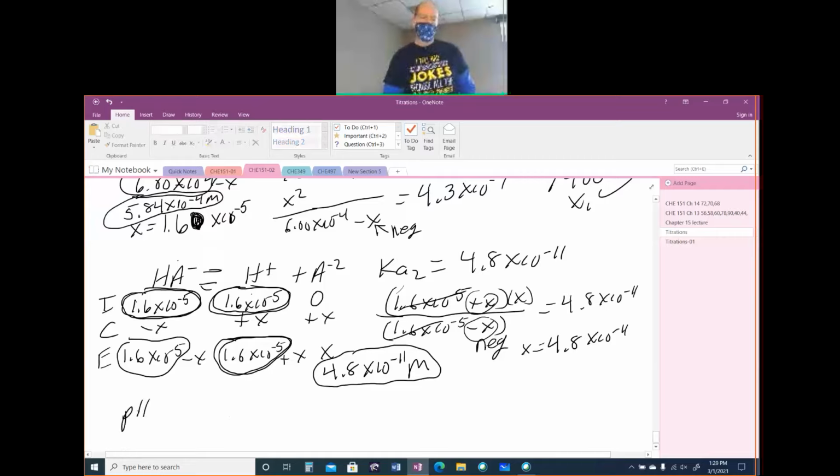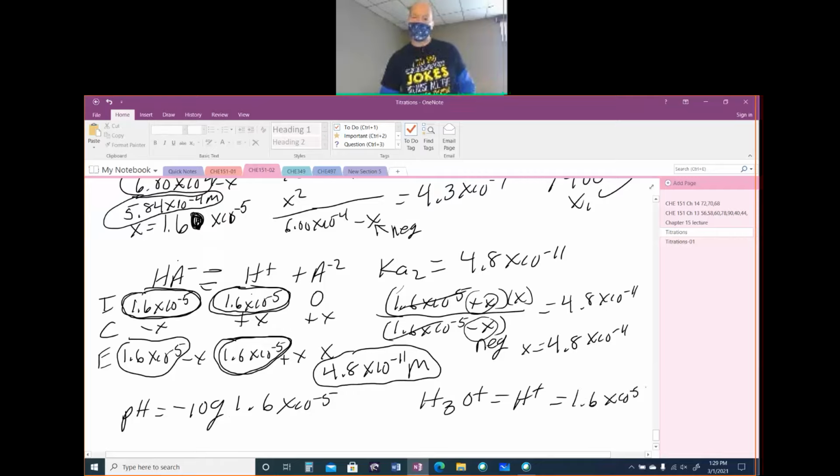And so your pH is equal to the negative log of the 1.6 times 10 to the minus 5. Actually, I think it asks just for the H3O plus concentration, which is equal to your H plus concentration, which is your first X value, 1.6 times 10 to the minus 5 molar. But if we want the pH, negative log of 1.6 times 10 to the negative 5, we have a pH of 4.80.